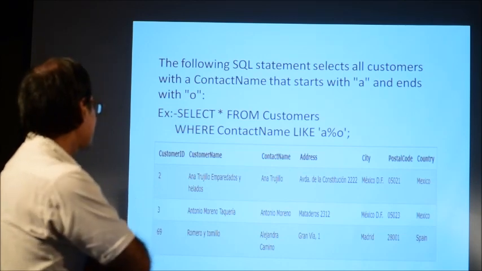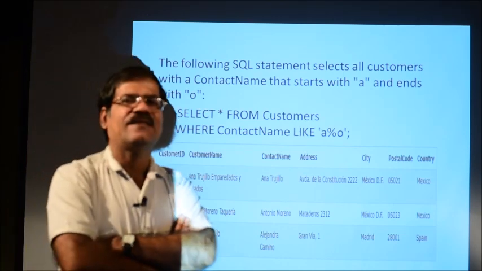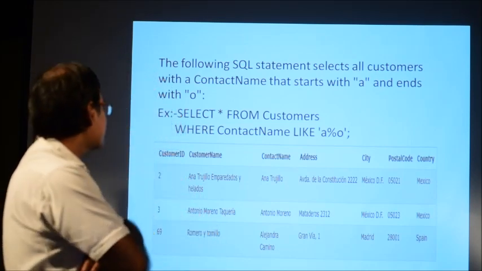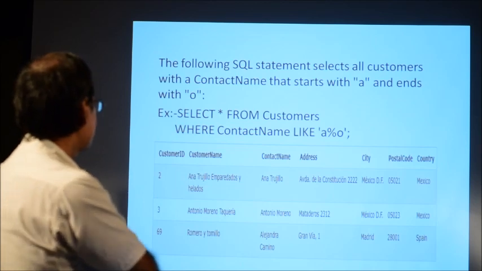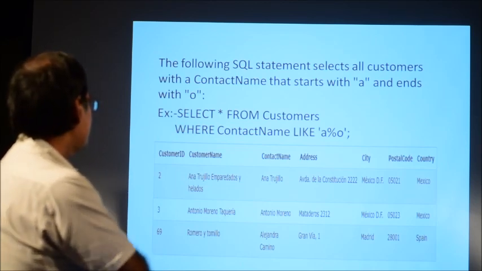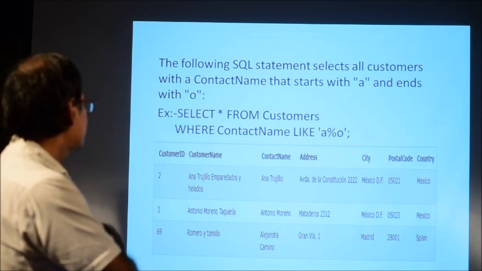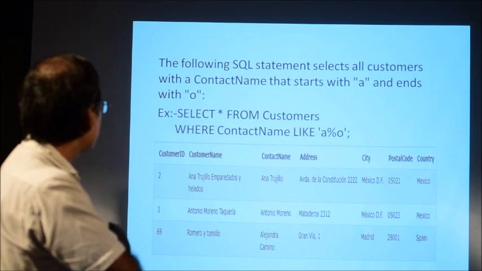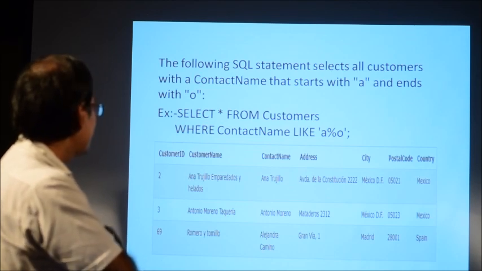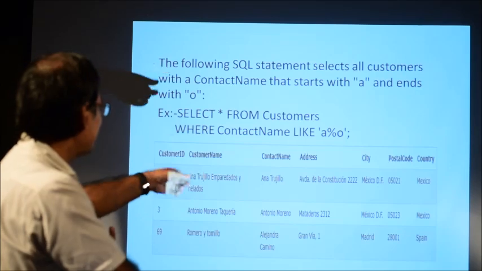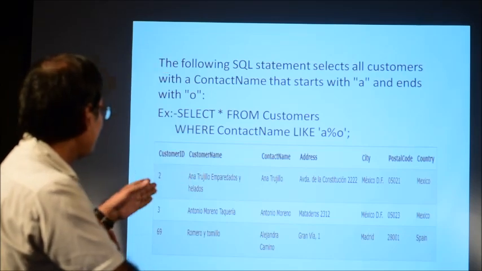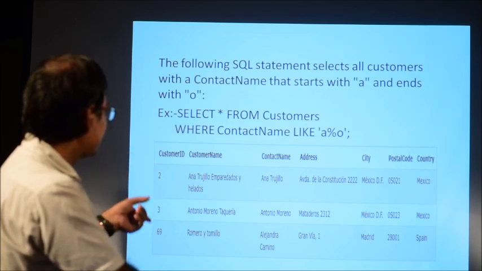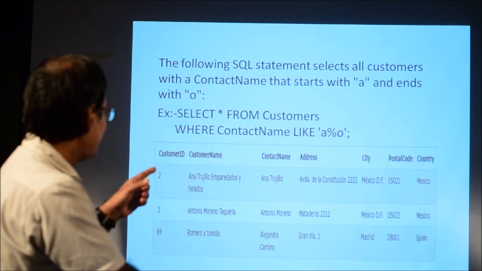customer ID 2, customer ID 3 and customer ID 69. Three records are selected from the table. For customer 2, the customer name is Ana Trujillo Emparedados y Helados. Here the customer name is not what I am asking, I am asking about the contact name. You look for the contact name, which is the third column. The first letter of the contact name starts with A and ends with O.